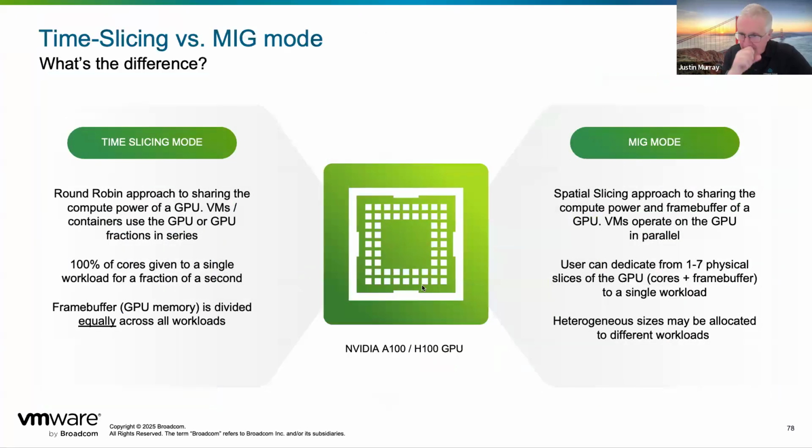So what's the difference then between time slicing and MIG? Time slicing is the ability to really equally share the time on the GPU in series between all the VMs that are sharing it. So if I have 10 VMs sharing the same GPU, which is not impossible, then each of the 10 gets a slice in turn, a time slice in turn in a round-robin fashion. For the time that the VM is using that GPU, the cores on that GPU are all available to that VM.